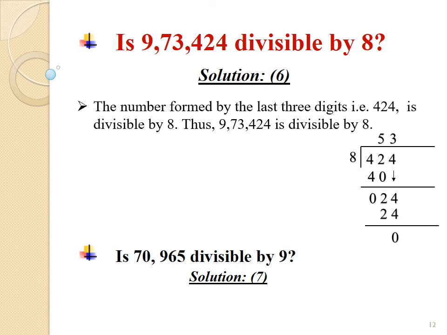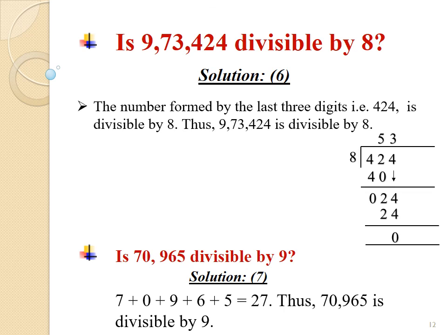Now, sum number 7: is 70,965 divisible by 9? Students, we know that in order to check whether a given number is divisible by 9 or not, we have to find the sum of its digits. So, let us add all the digits: 7, 0, 9, 6, 5. Adding them, we get 27. Thus, 70,965 is divisible by 9.